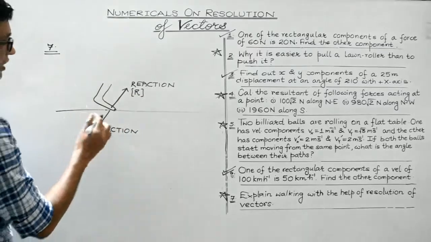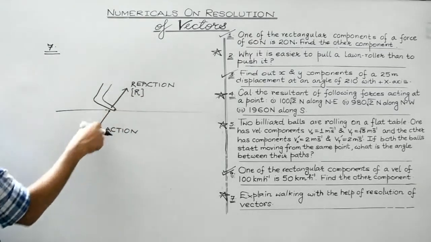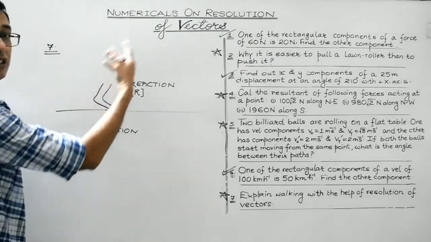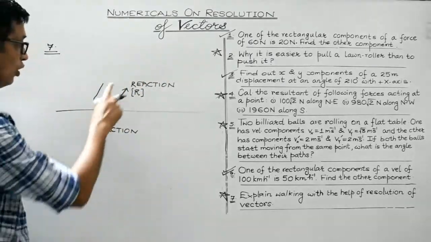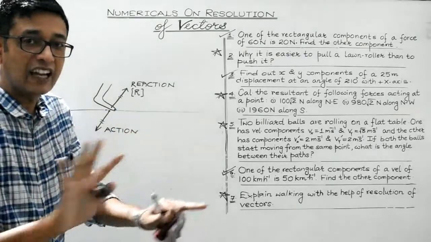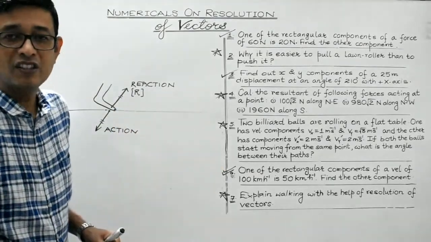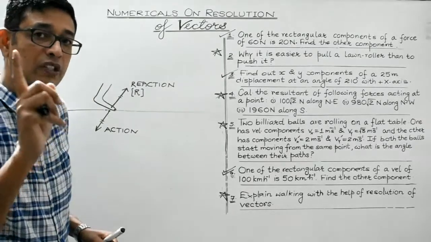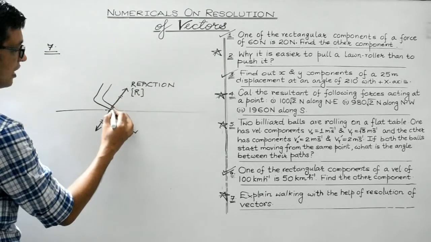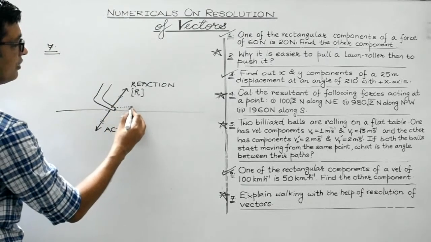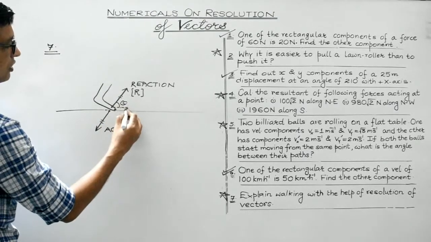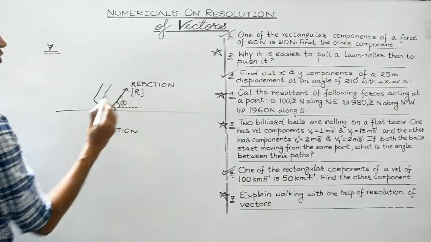Now look, again I must explain. Action and reaction act on two different bodies. Action acts on the ground, reaction acts on the person. Clear? Although they are equal in magnitude and opposite in direction, they never cancel out the effect of each other because they are acting on two different bodies. Now suppose this reaction makes an angle of theta with the ground. This is theta, and this is a horizontal line which is parallel to the ground.